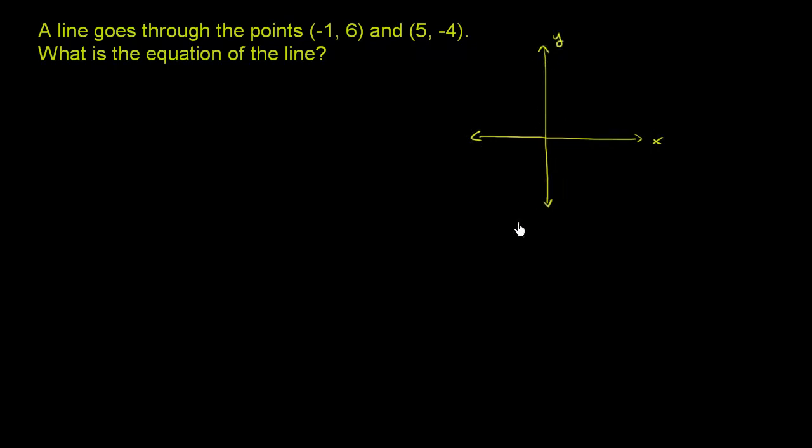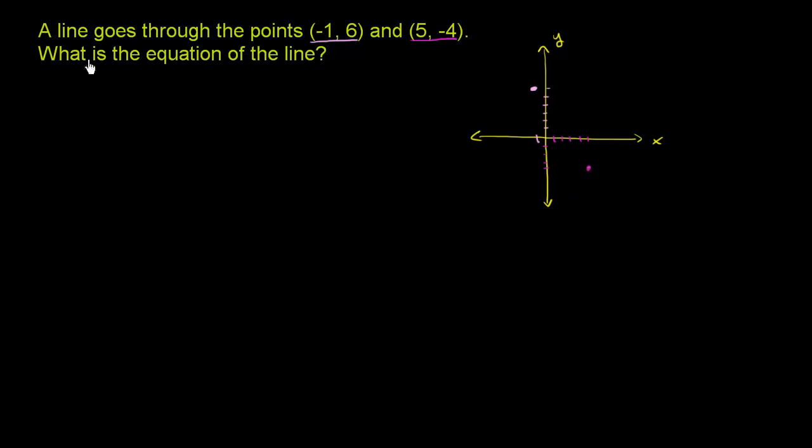That is my y-axis. The first point is (-1, 6). So -1, then 1, 2, 3, 4, 5, 6. It's this point right over there. The other point is (5, -4). So 1, 2, 3, 4, 5, and then we go down 4: 1, 2, 3, 4. So it's right over there.